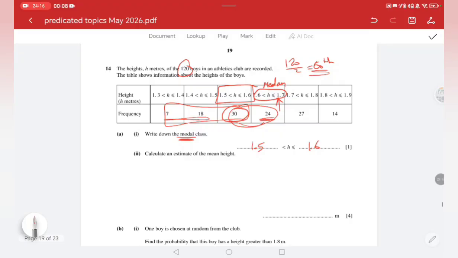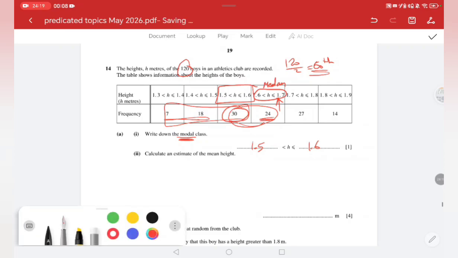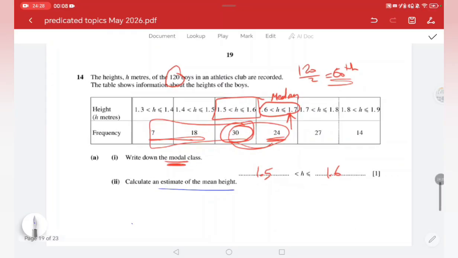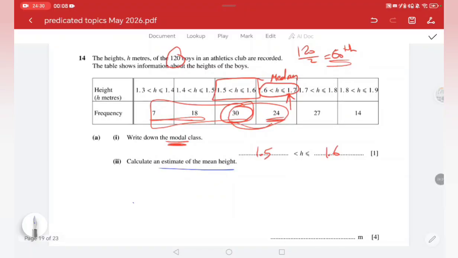Also, one of the most important questions in exams is estimate the mean. When you see estimate the mean, before estimating it you have to find the mid values. What is the mid value of each one of them? So this one, mid value 1.35. Here 1.45, here 1.55, 1.65, 1.75, 1.85. If you have a difficult interval and it's not easy to know the mid value, just add the ends and divide by 2.